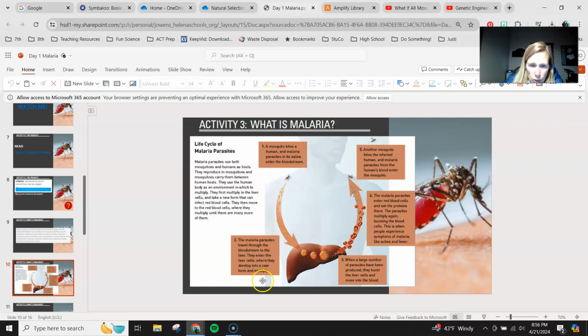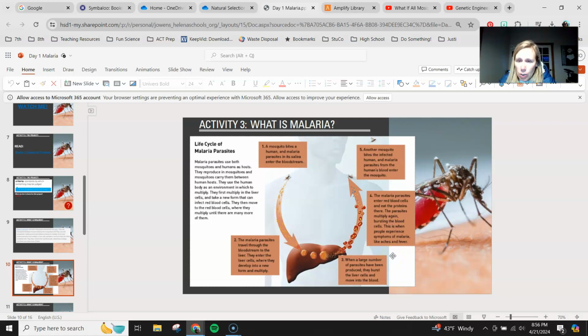The malaria parasites travel through the bloodstream to the liver. They enter the liver cells where they develop into a new form and multiply. When a large number of parasites have been produced, they burst the liver cells. So those liver cells are dead now, okay? They make them explode because they have so many parasites that have multiplied inside of them. They burst the liver cells and move into the blood, and now those same parasites can go infect a bunch of red blood cells and keep multiplying. So it just keeps getting worse and worse.